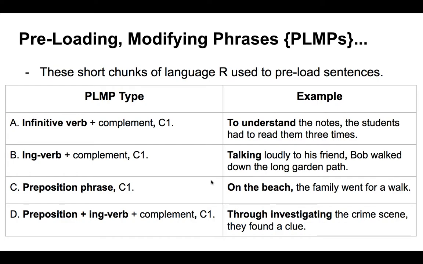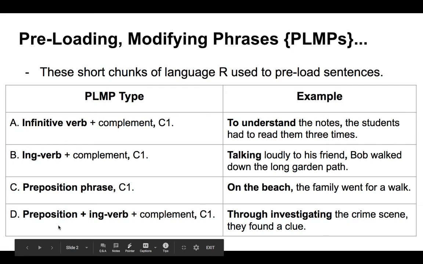Now, I should also mention that this sentence that comes after our preloading modifying phrase could be any one of our many types of sentences. It could be simple, could be compound, could be complex. So there could be additional clauses coming at the end here, and it wouldn't affect the grammar of the sentence. So we can start to see how sentences can get quite long, right? Because you can have a preloading phrase, then you could have a very long sentence, like a compound complex sentence that comes after the comma of the preloading phrase.